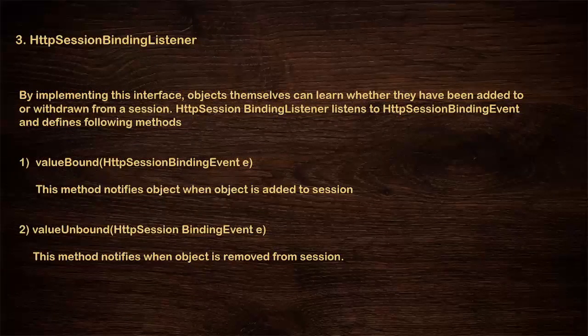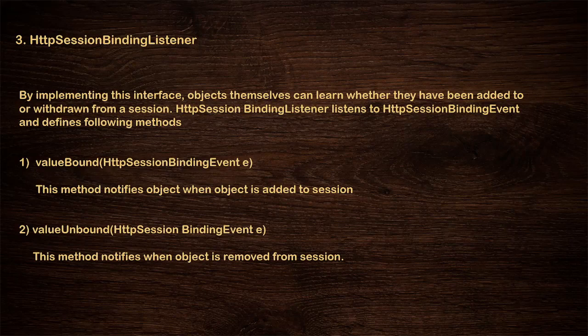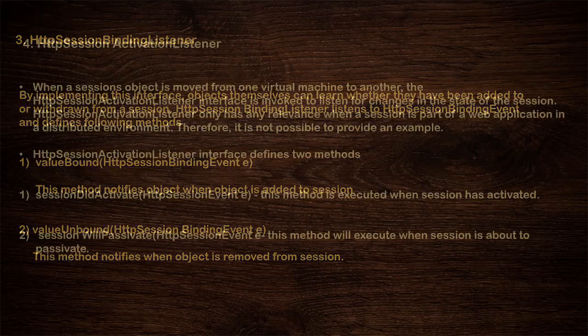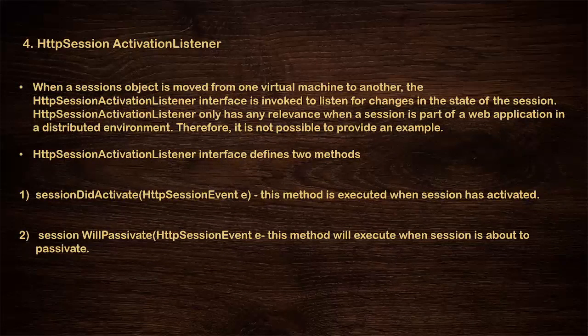Number 3, HTTP session binding listener. By implementing the interface, objects themselves can learn whether they have been added to or removed from the session. HTTP session binding listener listens to HTTP session binding events and defines the following methods. Value bound: this method notifies the object when it is added to the session. Number 2, value unbound: this method notifies when the object is removed from the session.